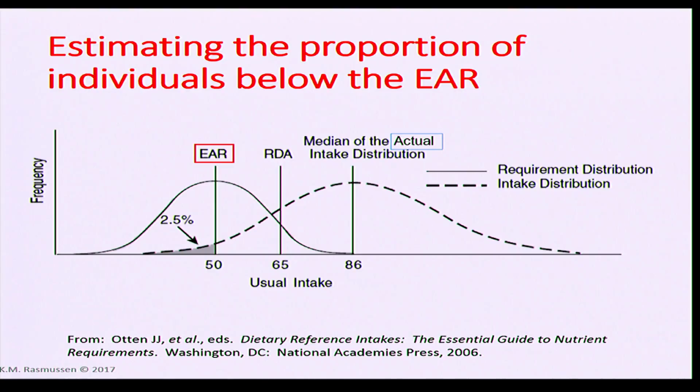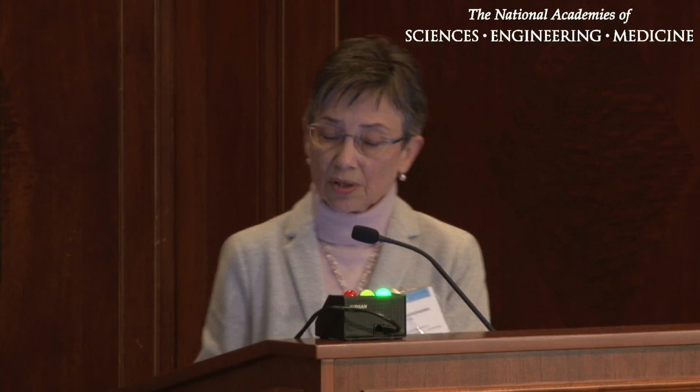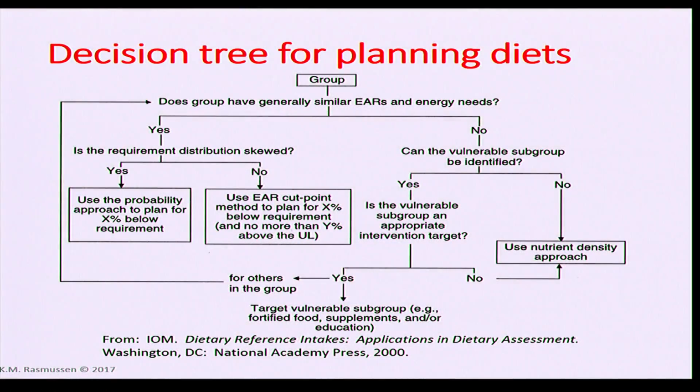And what you want is that the actual distribution is above the EAR, and you have very few people in that distribution of intakes who have a very low intake. And for this purpose, we're showing 2.5%. And 2.5% of the population isn't very many. Now, you might want to choose a different percentage than that, but that's a pretty standard one. All right, so we're going to build from here to using that kind of information to plan diets for groups.